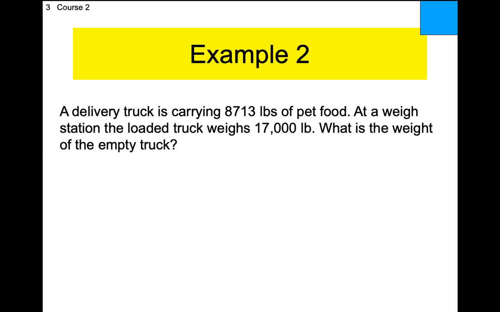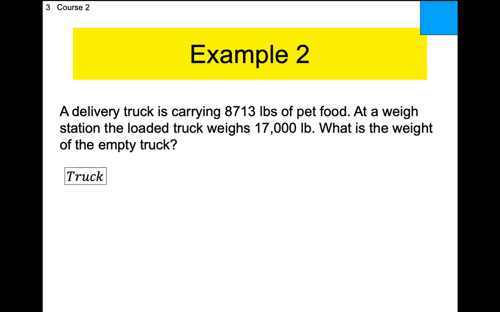A delivery truck is carrying 8,713 pounds of pet food. At a weigh station, the loaded truck weighs 17,000 pounds. What is the weight of an empty truck? How in the world am I going to figure that out? Subtraction. You see what I mean? Some of you got that immediately, and the rest of us are like, well, what the heck does this problem even mean? It's just a simple subtraction problem, right?